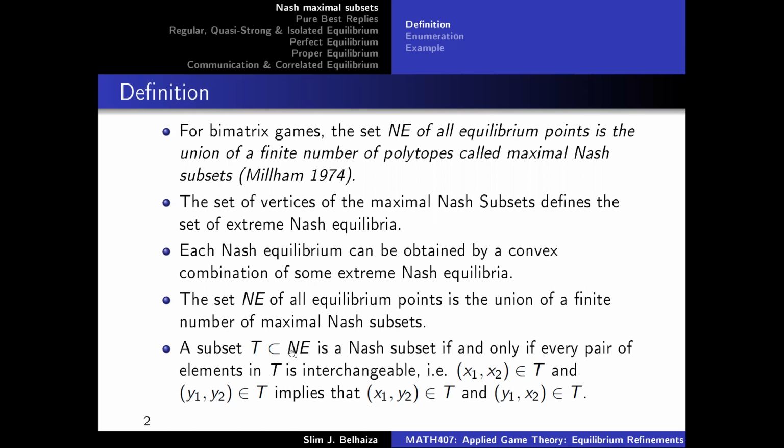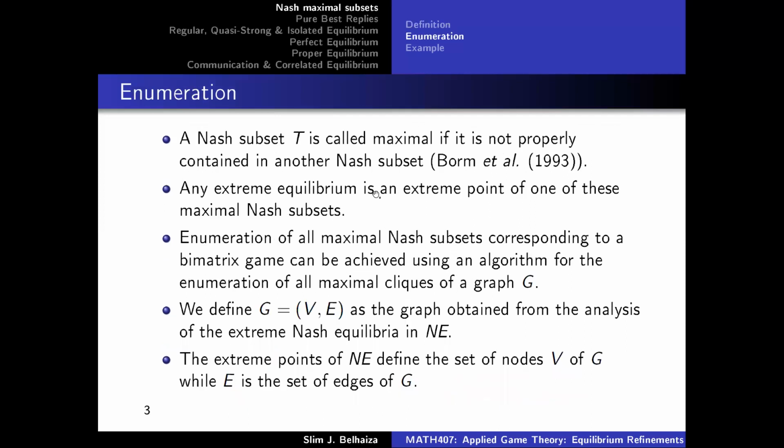A subset T, which is in NE, is called a Nash subset if and only if every pair of elements in T is interchangeable. That is, if you take two equilibria, for example for a two-player game, the first equilibrium (x1, x2) belongs to T, and the next equilibrium (y1, y2) belongs to T, then this pair is interchangeable. That means (x1, y2) is also in T, and (y1, x2) is also in T. A Nash subset T is called maximal if it is only properly contained in itself, so it's not contained in any other Nash subset. Any extreme equilibrium is in fact an extreme point of these maximal Nash subsets.